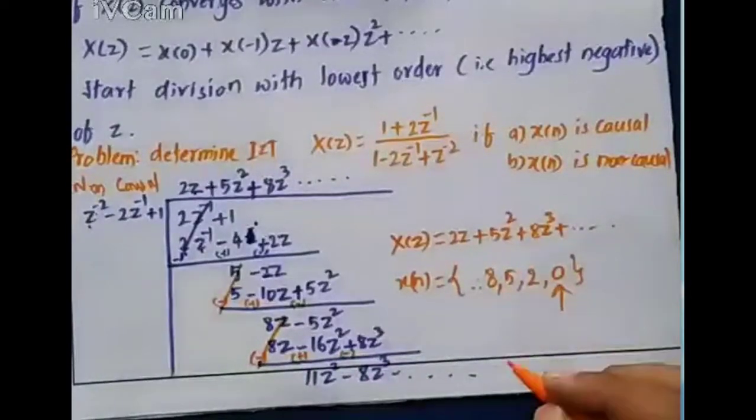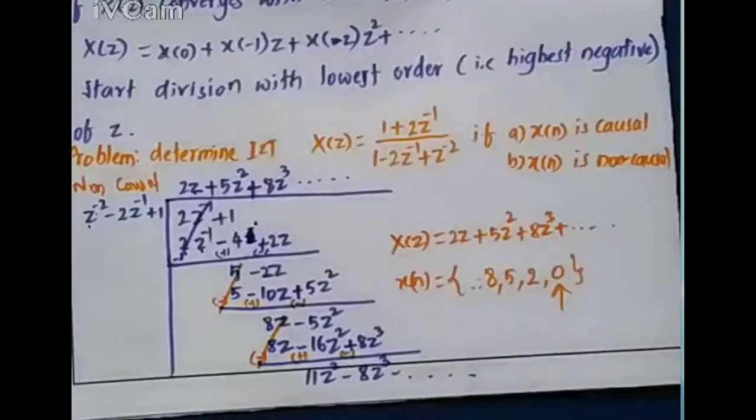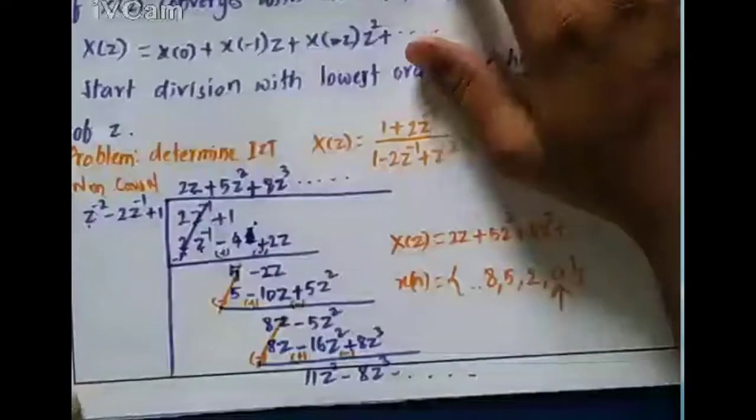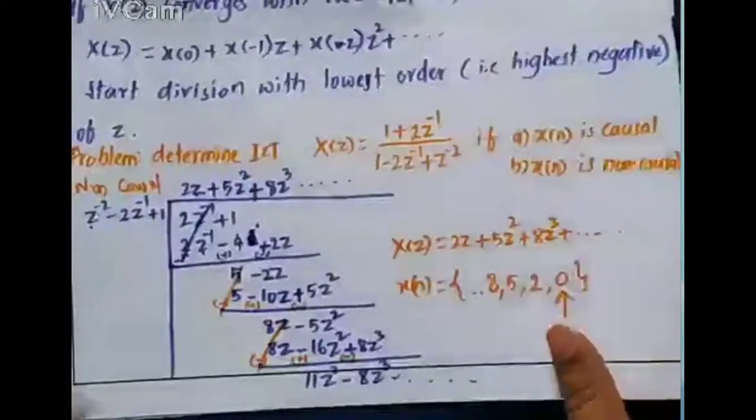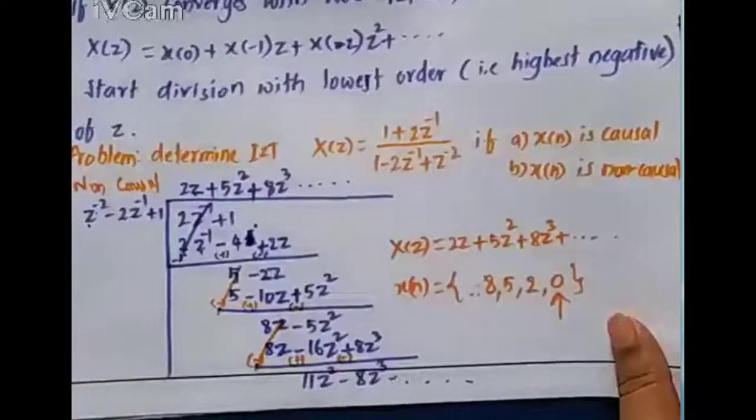So I hope you understood this problem. Only the non-causal part I have solved. Now we will see the causal sequence. I will solve some more problems so that it will be easy for you to understand. Only the non-causal part I have derived. Now we will see what will happen if x of n is causal.